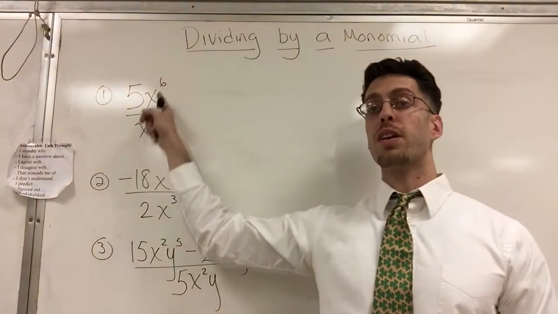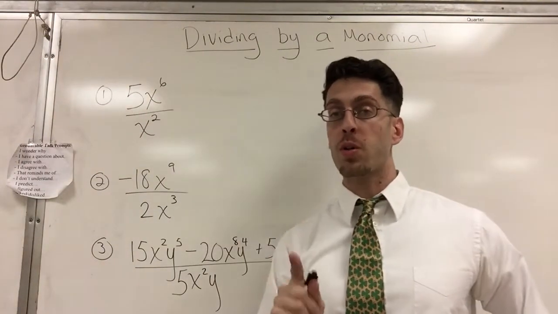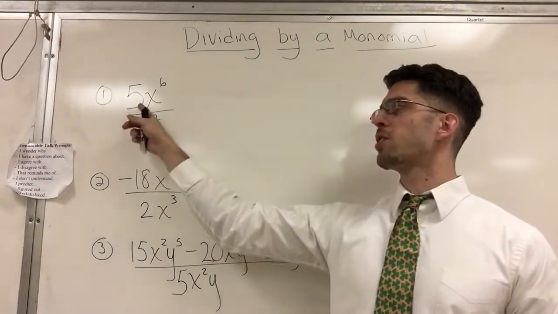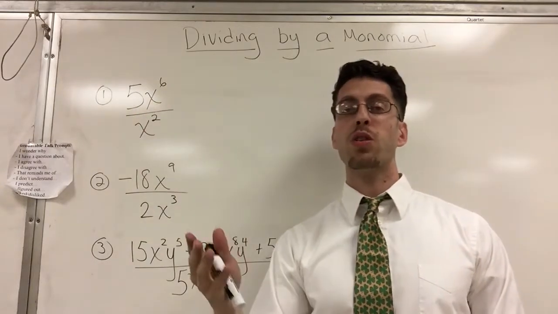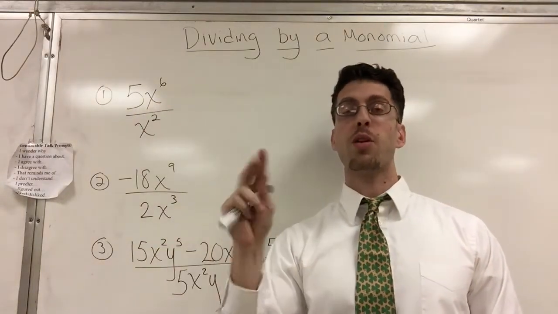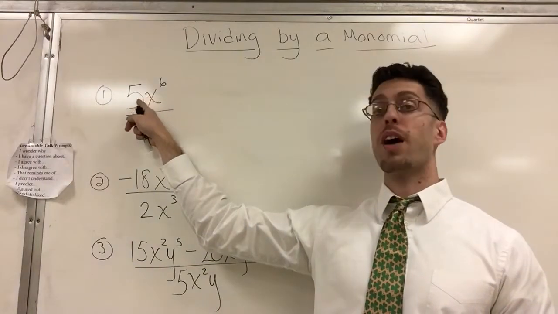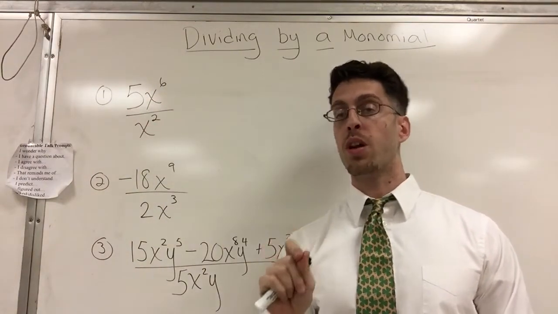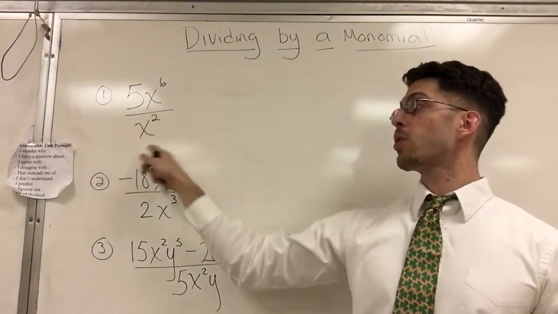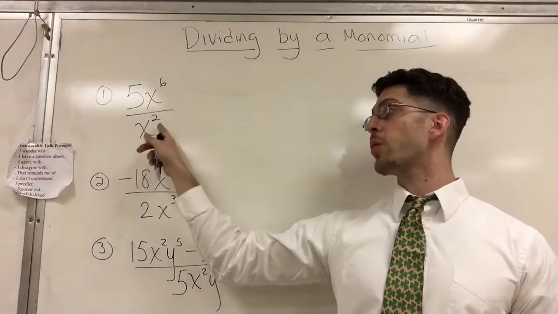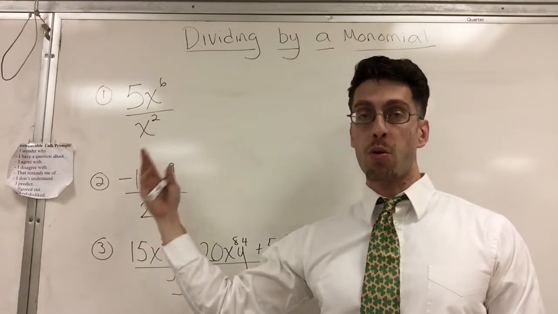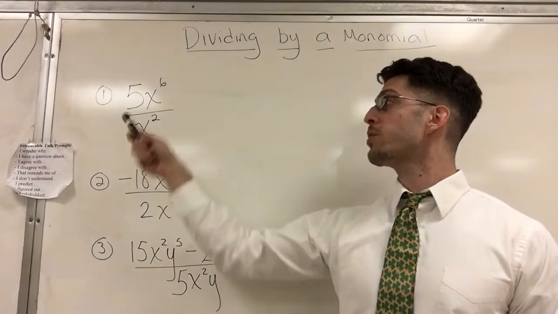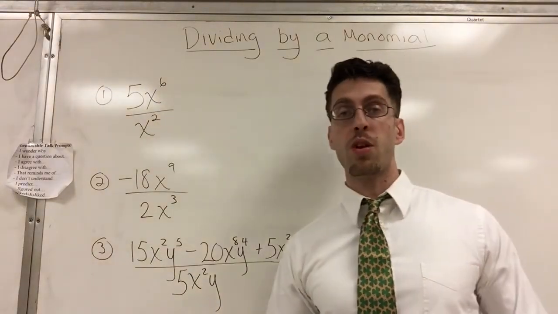So check this out. On top here, 5x to the 6th, that's a monomial, it's one term. Oh, but Mr. Noy, I see a 5 and an x. As long as the whole number, its coefficient, and the variable are connected by multiplication, 5x squared means 5 times x squared, still counts as a monomial. So if you look at the bottom here, the denominator, x squared is a monomial. I'm dividing by a monomial. So what is 5x to the 6th divided by x squared? Do you know? I don't know.